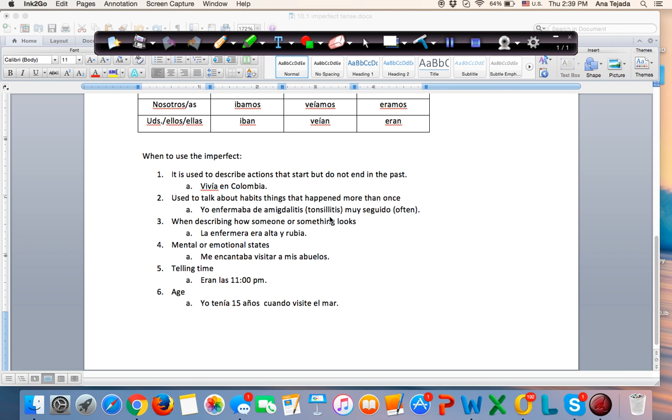And then we have age. Yo tenía 15 años cuando visité el mar. Yo tenía. Remember that when you talk about age, it's not like in English, I was 15. You don't use the verb to be in Spanish. We use tener, to have. So that is going to be in the imperfect as well, because again, we're giving details about that person in the background. Therefore, it's going to be imperfect.